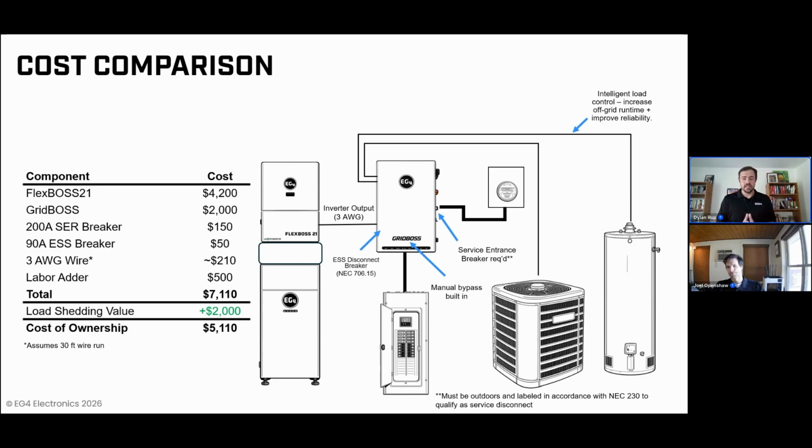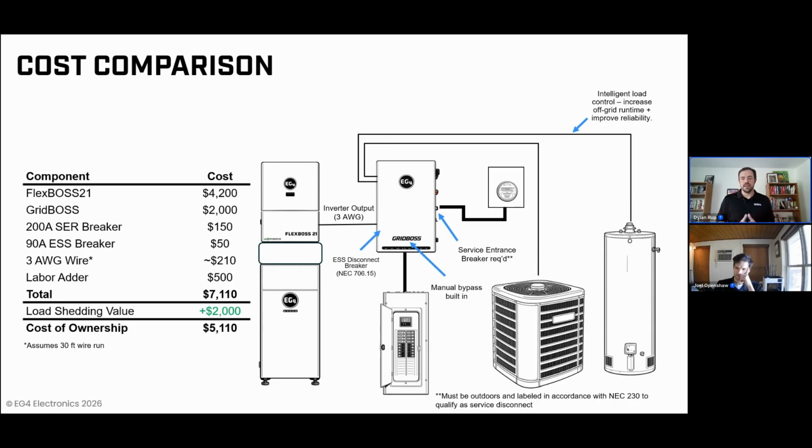So that puts our all-in cost for the GridBOSS-based deployment at a little over $7,000, about $7,100, which is a 15% savings compared to our internal MID solution that we saw before. And all of this is before we even account for the load shedding capability of the GridBOSS. If you were to go buy a solution off the shelf, you're going to pay over $2,000 for that almost every single time. That functionality is included directly in that GridBOSS. And so if you really want to add that in, you could argue that the cost of ownership for this GridBOSS solution is a little over $5,000 to deploy this technology.